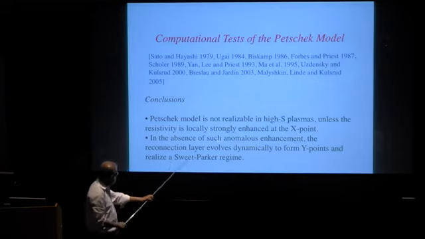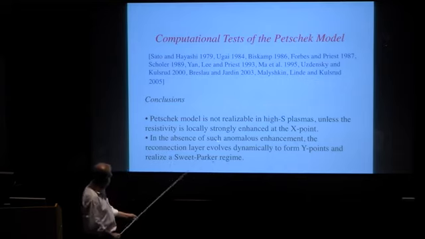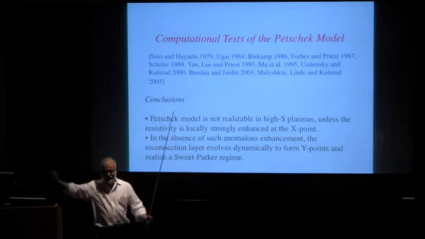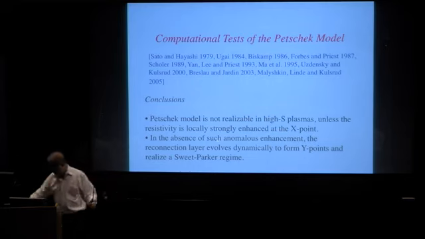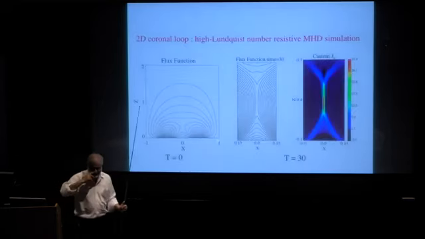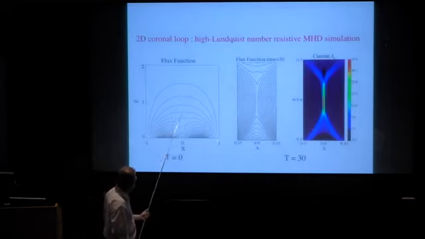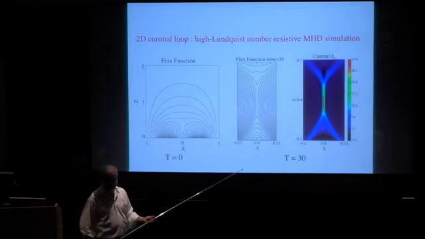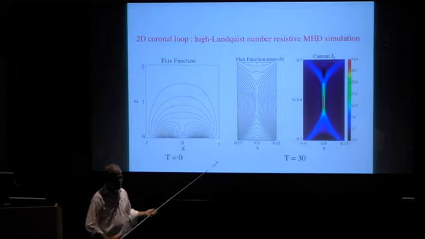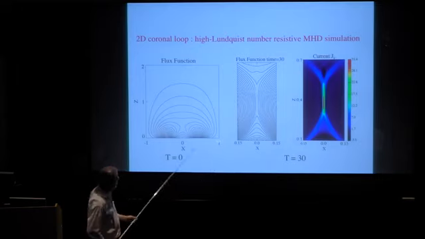And he says, in the absence of such anomalous enhancement, the reconnection layer evolves dynamically to form Y points and not a Petschek-like configuration. So, this is well known in my own group. We did these simulations of the corona, and I want to show you. There are n number of pictures like this in the literature, and ours is only one. But since we did it, I'm showing you one that is most easily accessible.